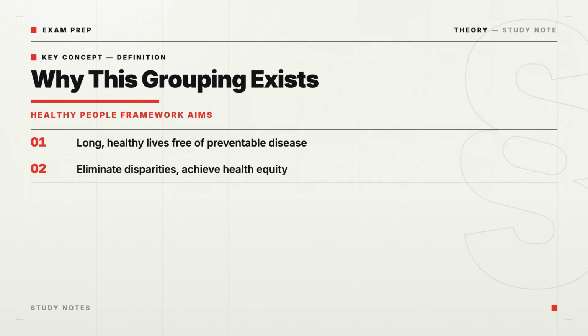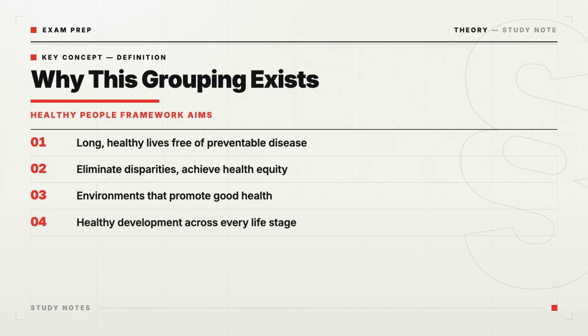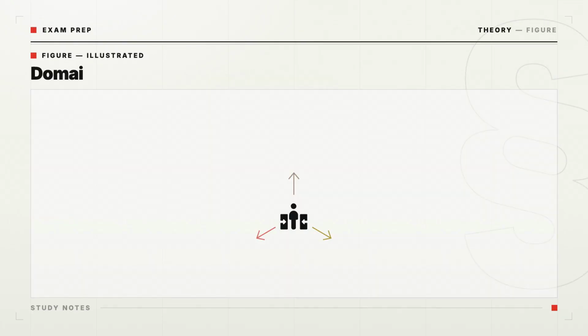Its aims are helping people live long, healthy lives free of preventable disease, eliminating disparities to achieve health equity, creating environments that promote good health, and supporting healthy development across every life stage. Domains that ignored income, education, and neighborhood conditions could not serve those aims.